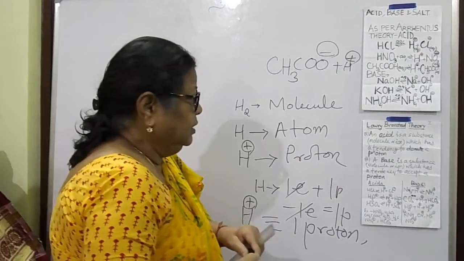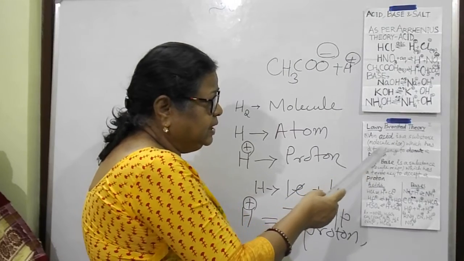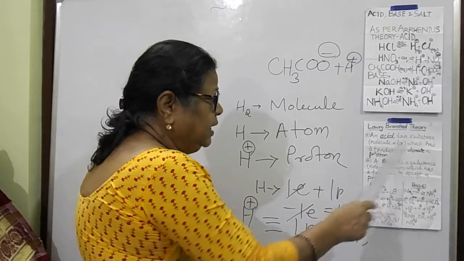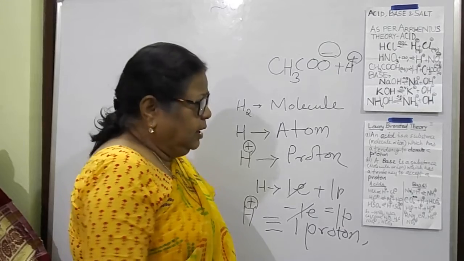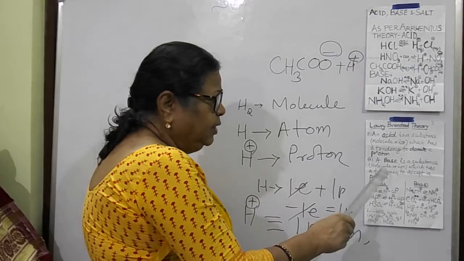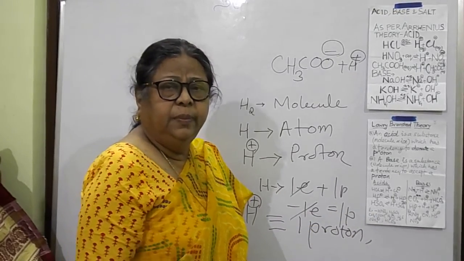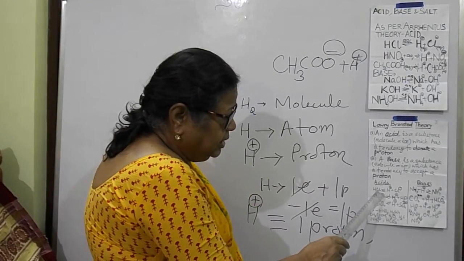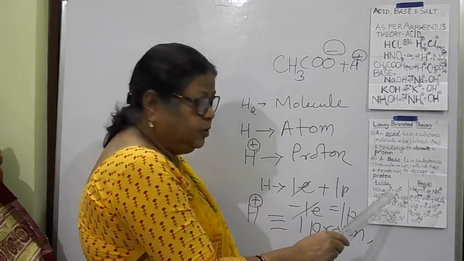So, as per Lowry-Bronsted theory, that is the second theory, an acid is a substance, which may be a molecule or ion, which has a tendency to donate a proton. Then a base is a substance which may be a molecule or ion, which has a tendency to accept a proton. So the examples of acids: HCl gives H plus and Cl minus ion. H plus is equivalent to a proton.